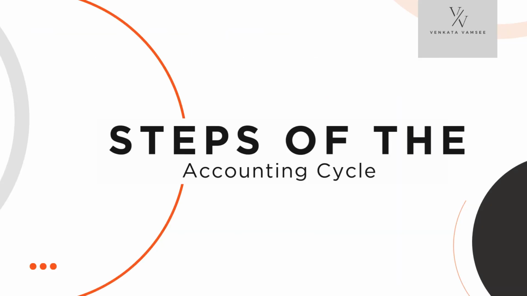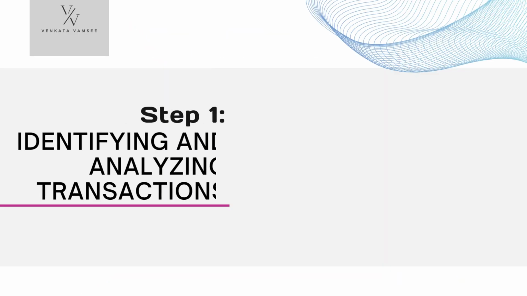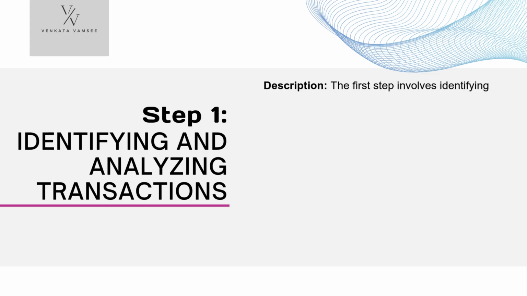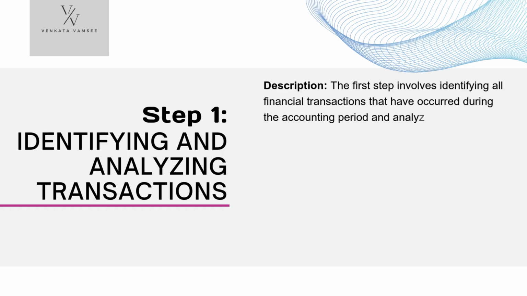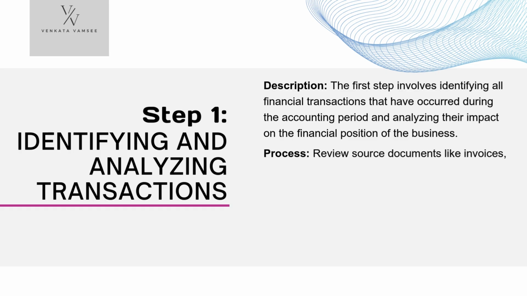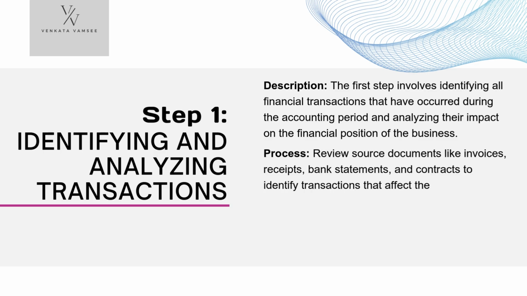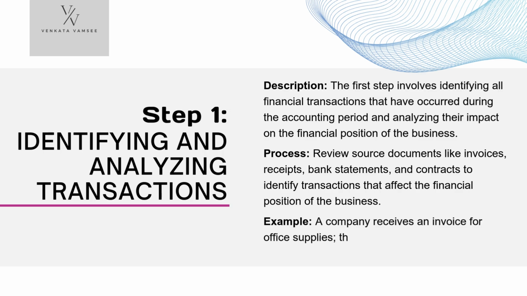Steps of the accounting cycle. Step 1. Identifying and analyzing transactions. Description. The first step involves identifying all financial transactions that have occurred during the accounting period and analyzing their impact on the financial position of the business. Process: review source documents like invoices, receipts, bank statements, and contracts to identify transactions that affect the financial position of the business. Example: a company receives an invoice for office supplies. This transaction needs to be recorded.